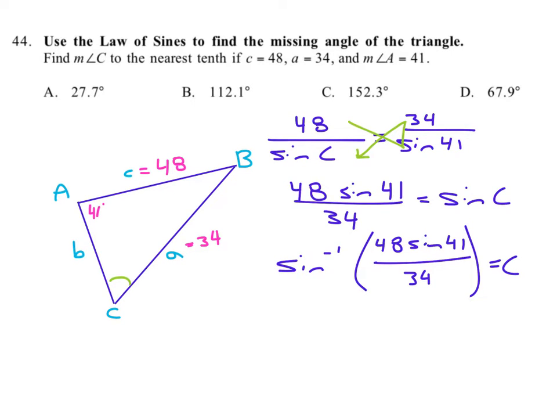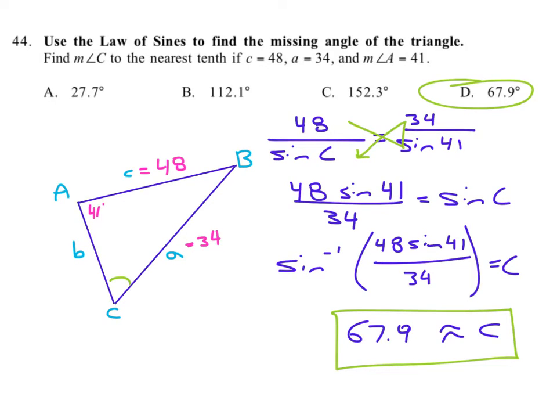And we can type that in and we can find approximately angle C is equal to inverse sine of (48 sine 41) divided by 34, and close those parentheses for the inverse sine as well, equals 67.85 or 67.9 approximately. And that's the answer we were looking for. I'm going to box it here, and I'm going to circle it up top, 67.9 degrees. Let's do one more.